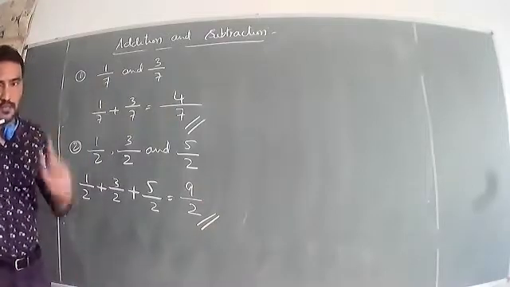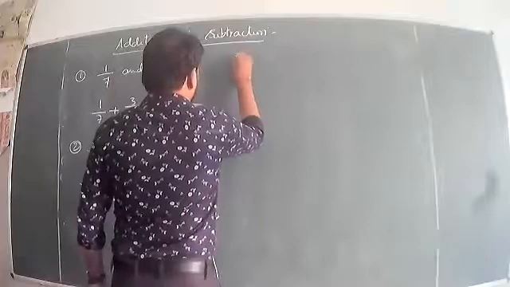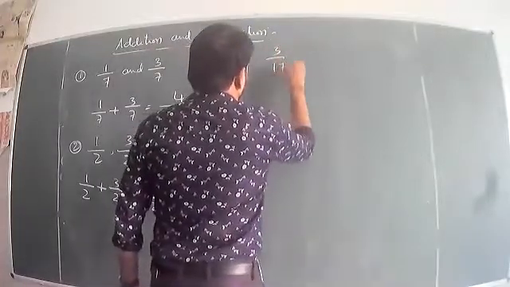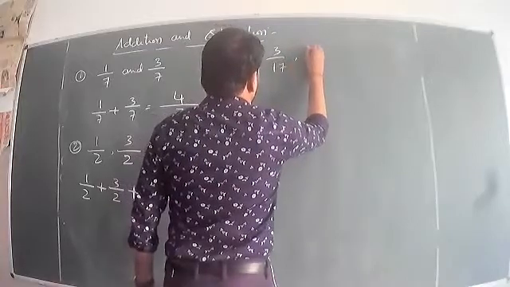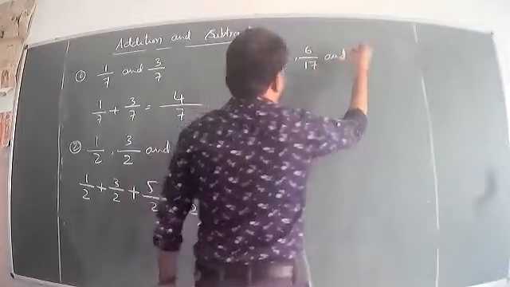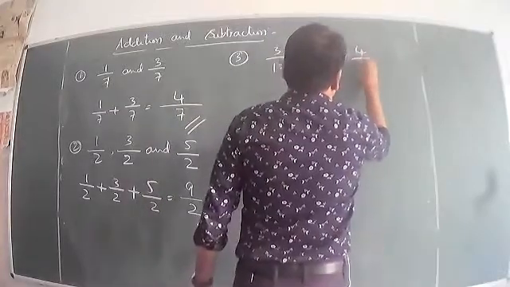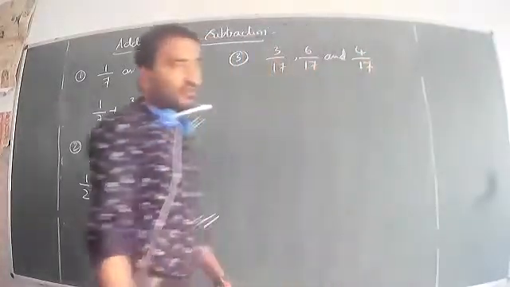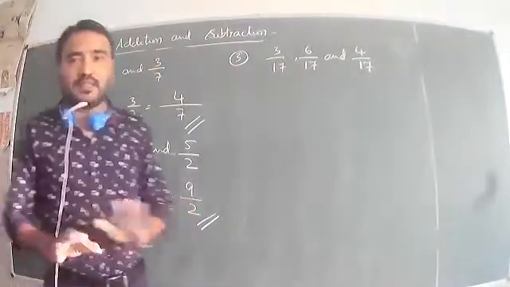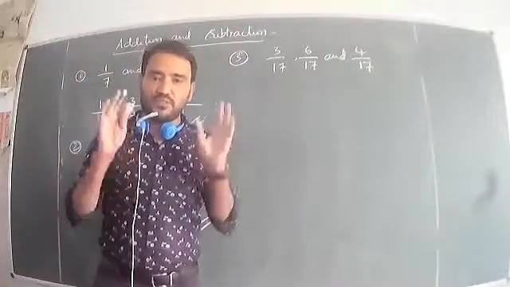Shall we go for one more example? So third one: 3 by 17, 6 by 17 and 4 by 17. Don't think about the denominator. You have to think that it is a like fraction. We should write it as it is.